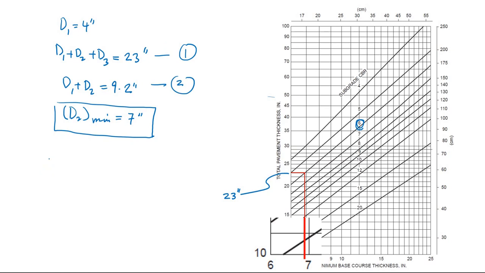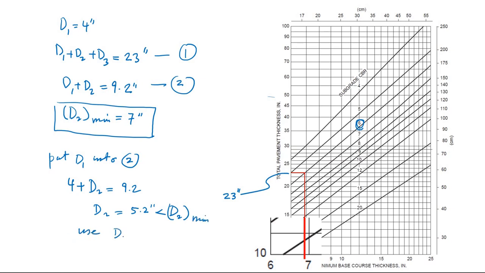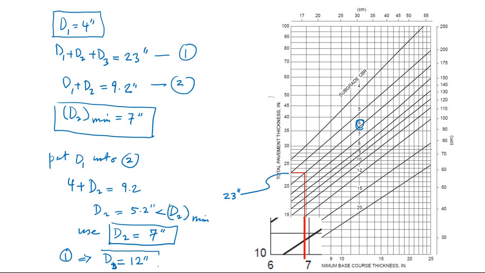Let me call this equation 1, and this equation 2. Let's put D1 in equation 2: 4 plus D2 is 9.2. From here we get D2 equal to 5.2. This 5.2 is less than D2 minimum. Since it is less than D2 minimum, we are going to use D2 equal to 7 inches. So D2 is 7 inches, D1 is 4 inches. Let's put D1 and D2 in equation 1, and we should get D3. So this D3 is going to be 12 inches. This is our solution.